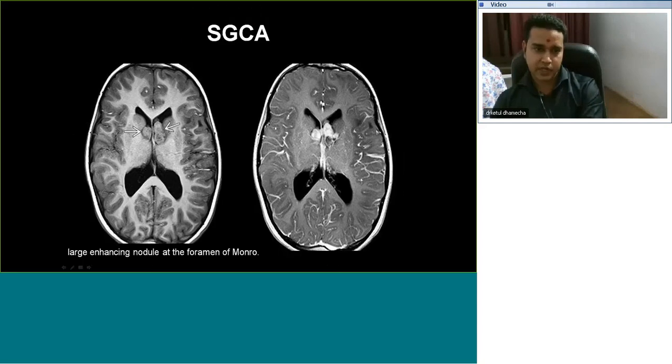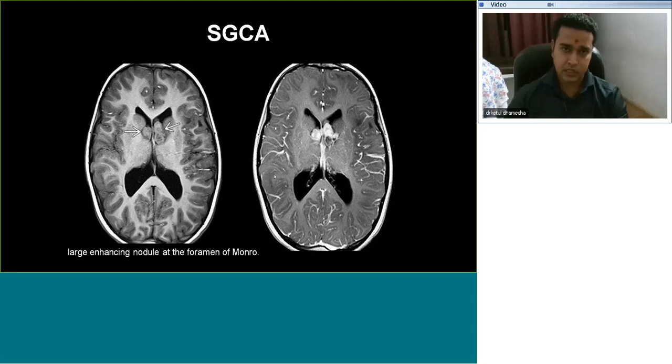Subependymal giant cell astrocytomas. Basically, in some cases, the subependymal nodule may turn into a subependymal giant cell astrocytoma. Usually the subependymal nodules are small and non-enhancing. But if you find a large enhancing nodule on follow-up that was not previously enhancing, it has turned into a subependymal giant cell astrocytoma.